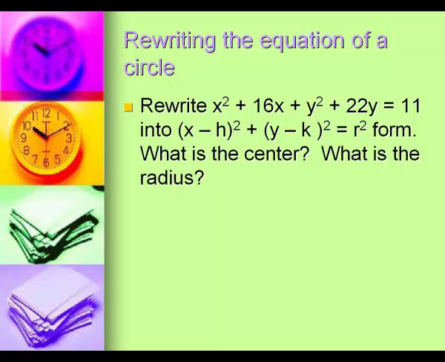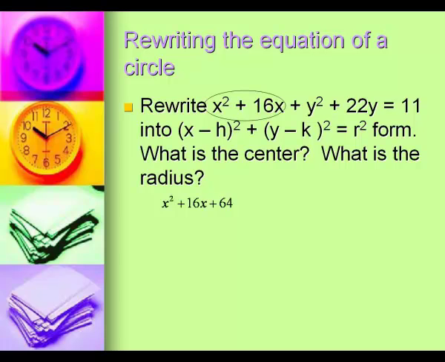Now we get into writing the equation of a circle that's not already in standard form. On the first example, we have x squared plus 16x plus y squared plus 22y equals 11. To rewrite this so that we can see the center and the radius, we focus first on the x part, x squared plus 16x. Take half of 16, which is 8, square that, which is 64, and add that to complete the trinomial. So x squared plus 16x plus 64.